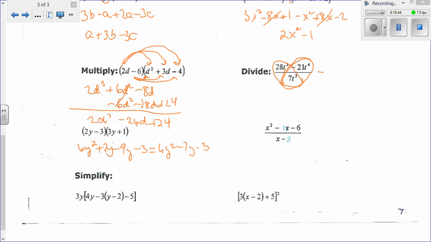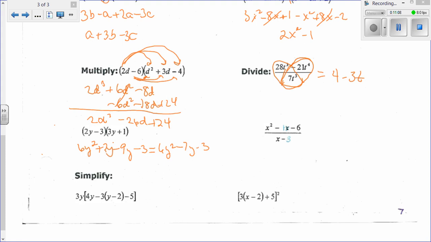So when I divide 28t cubed by 7t cubed, you get 4. And then negative 21t to the fourth divided by 7t cubed would be negative 3t. All right.